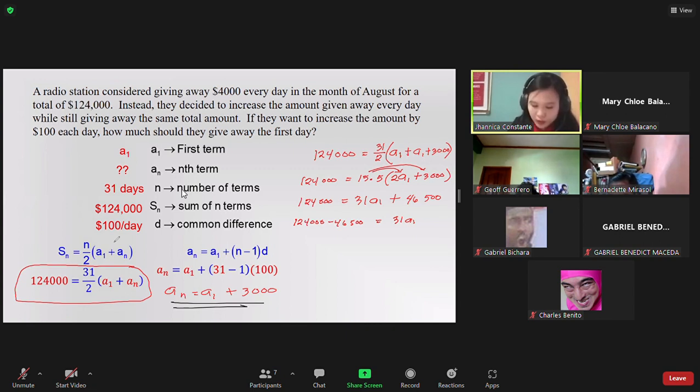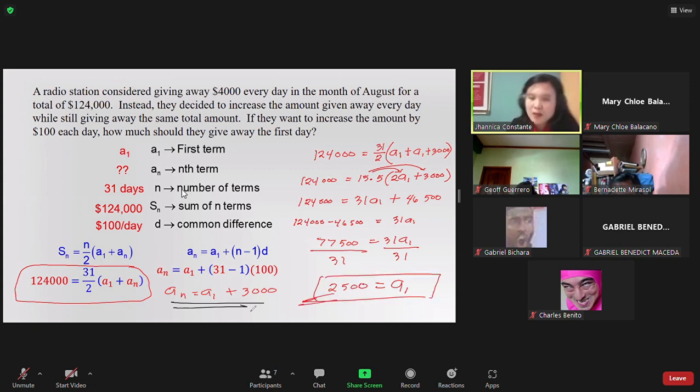So 124,000 minus 46,500, which is equal to 77,500, equals 31a sub 1. Divide both sides by 31. So the first term of our arithmetic sequence is equal to 2,500. So that is the amount of money that the radio station is going to give for the first day.